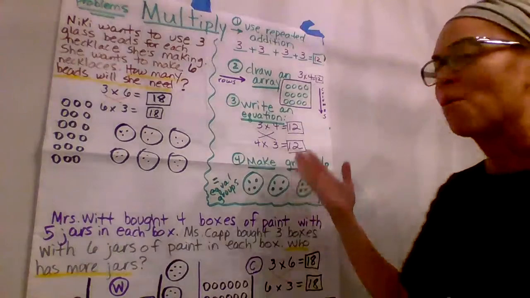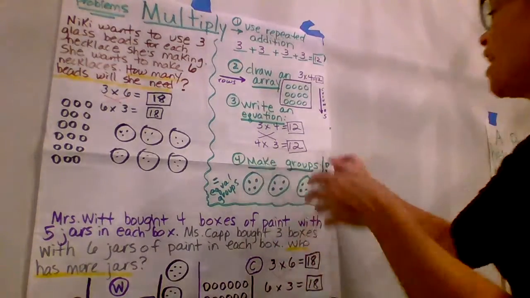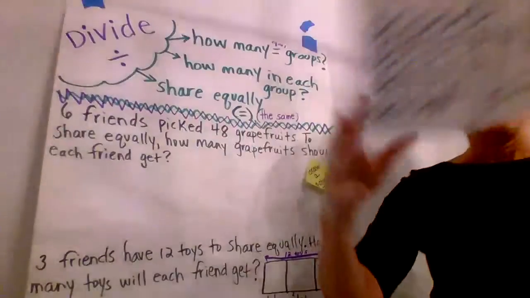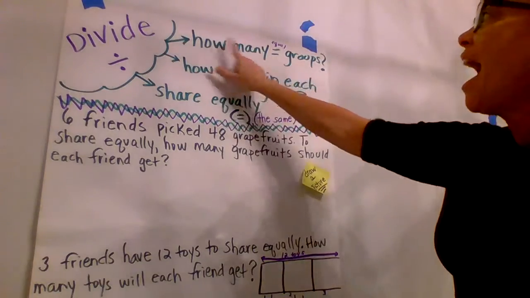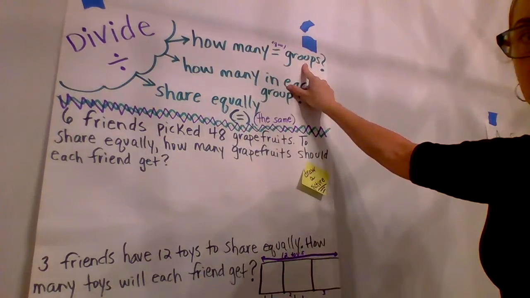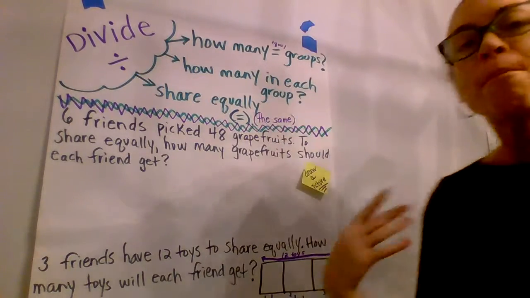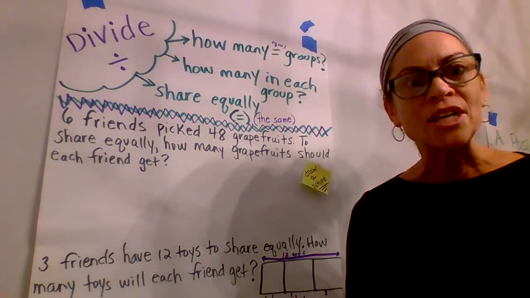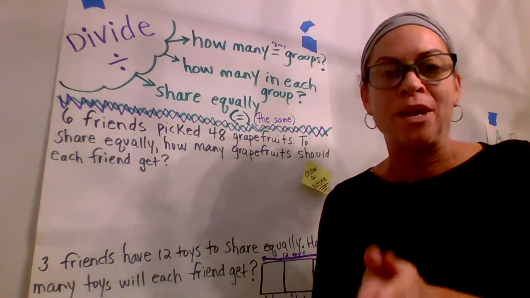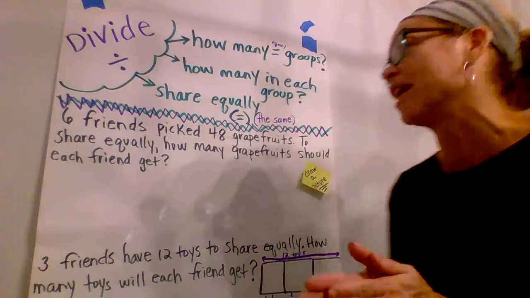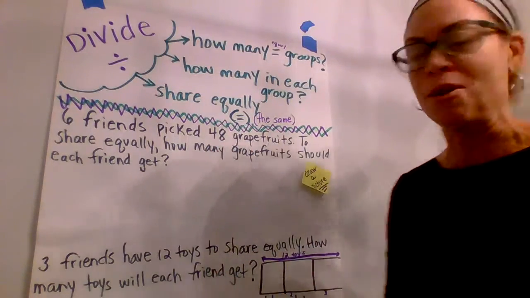So as you can see, we've already been dividing. Dividing is when you are figuring out how many equal groups there are and how many in each group. The problems that we're going to start out with, boys and girls, are going to tell us how many groups and how many in each group. We have to divide it equally, okay? It's going to give us a total, and we're going to find how many in each group.